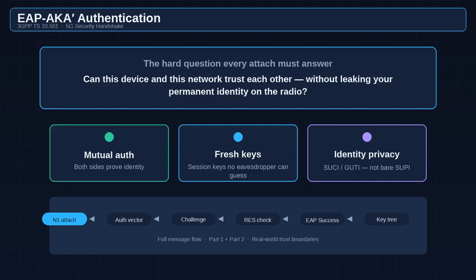In this lecture, we will walk the full message flow from the first N1 message out of the USIM through authentication vector generation in the home network to mutual authentication, key derivation, and the final EAP success. We will use a real world login analogy along the way so the protocol steps stop feeling abstract. By the end, the diagram of boxes and arrows should read like a story you can retell.